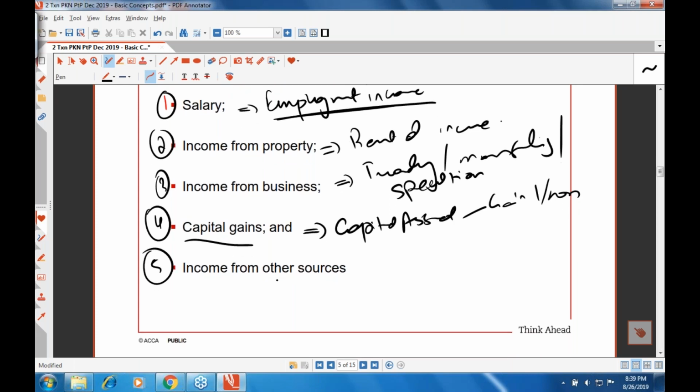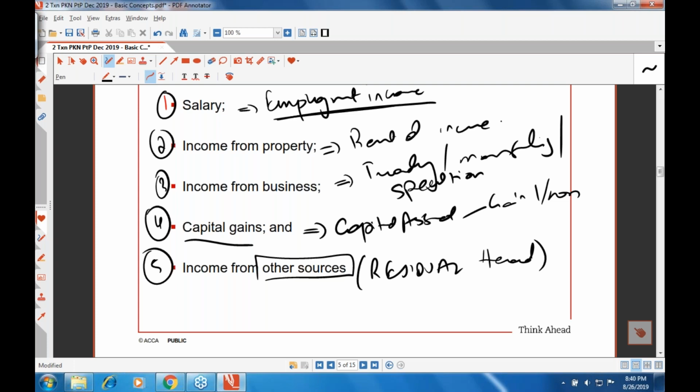The last is called income from other sources. Now, what is this other source? It's basically the residual head. What do we mean by residual head? It means that any income which does not fall under any other head is classified as income from other sources. So that is how the income is classified under the various heads under the Pakistani tax rules.